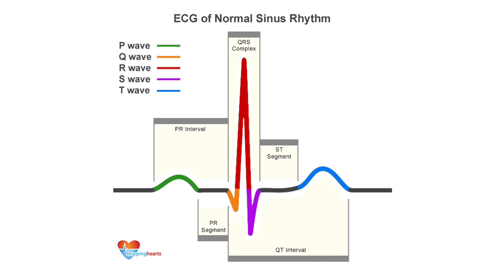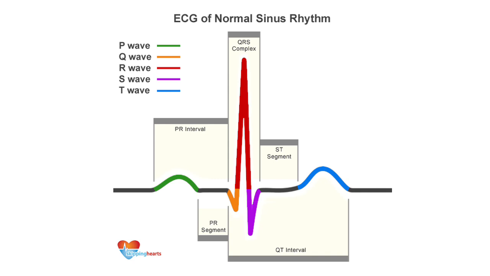Here we see the ECG of normal sinus rhythm, and you all should be very well aware of what we're looking at. We see the P wave, we see the QRS complex, and we see the T wave. This diagram also indicates where the intervals are measured on an ECG. You can see that the PR interval is measured from the beginning of the P wave to the very beginning of the QRS complex.